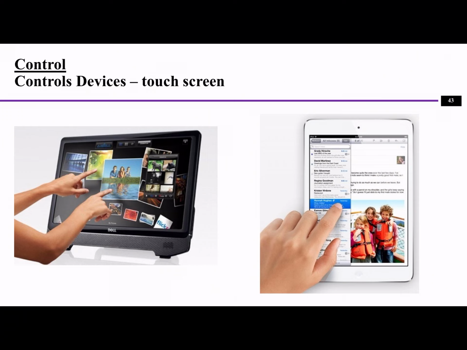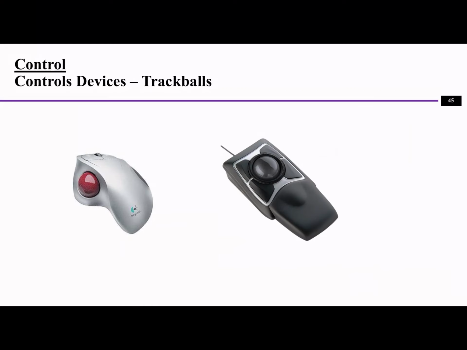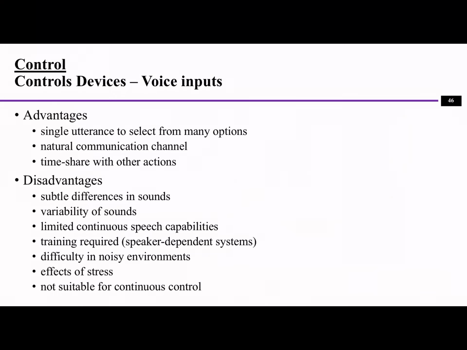And some of the new technologies in control devices will be the touch screen, which we use in our everyday life in our smartphones or some touch screen interfaces. And stylus is also one of those we use very often. And trackballs, you can use trackballs to track where to move the pointer and track where it is.